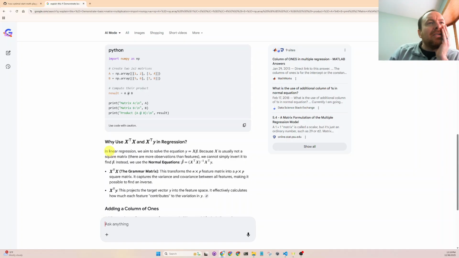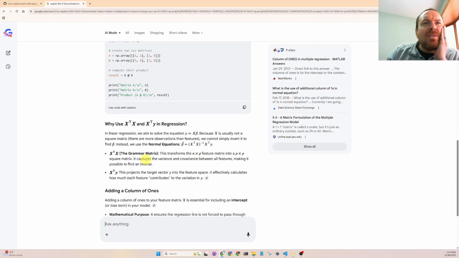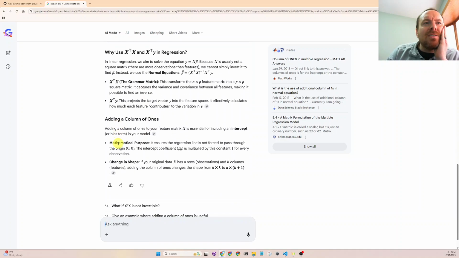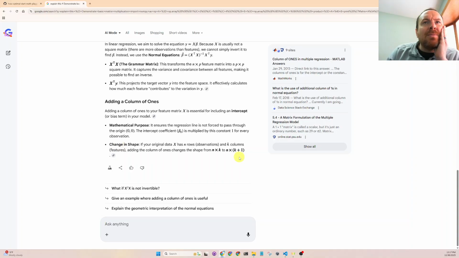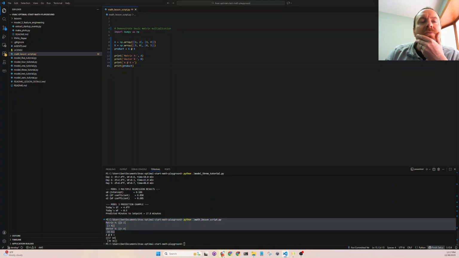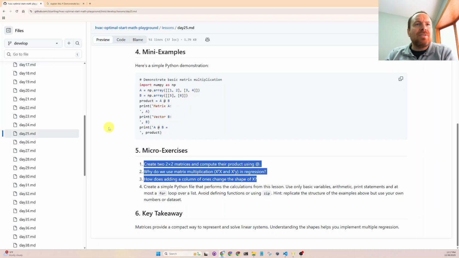Okay, the second question. In linear regression, we aim to solve the equation y equals xb. Because x is usually not a square matrix, there are more observations and features, we cannot simply invert b. Instead, we have to use normal equations. So it's getting a little bit into this, adding the column of ones again. It ensures the regression line is not forced through 0, 0, which we talked about yesterday. So okay, I think that might actually sum it up.